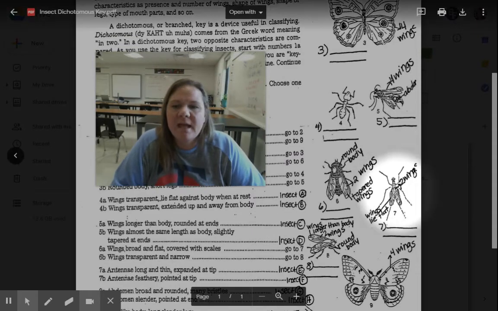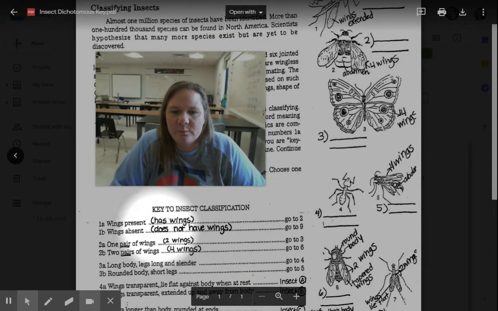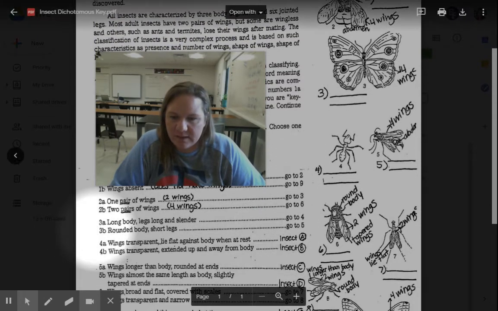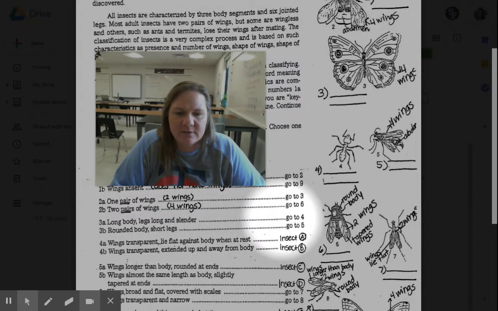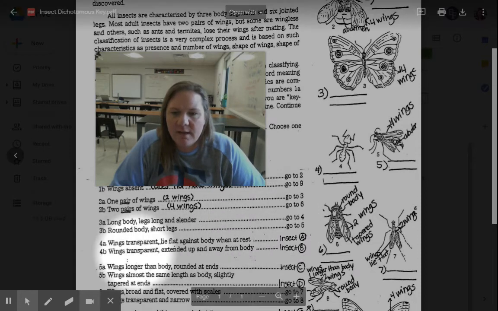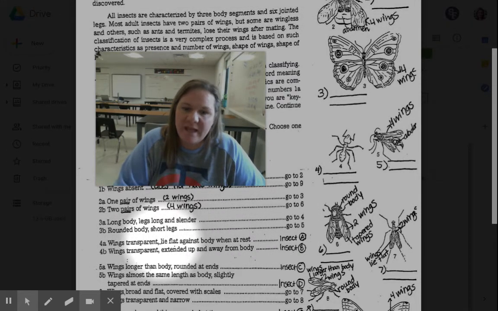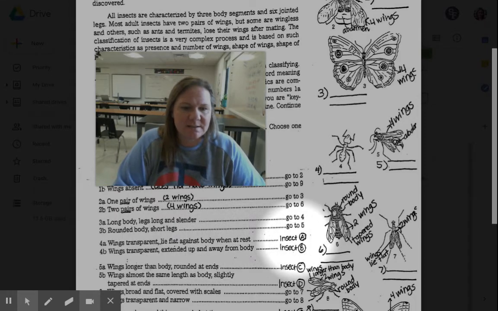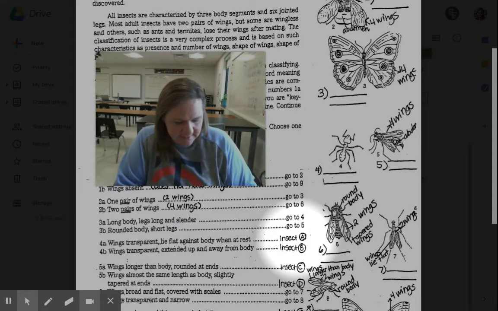But anyway, number 7, again, we start, wings are present. So we go to 2. 1 pair of wings for number 7. So we go to step 3. It has a long body and legs that are long and slender. So we go to step 4. The wings are transparent, which means they're see-through, and they lie flat against the body. So number 7 is insect A.